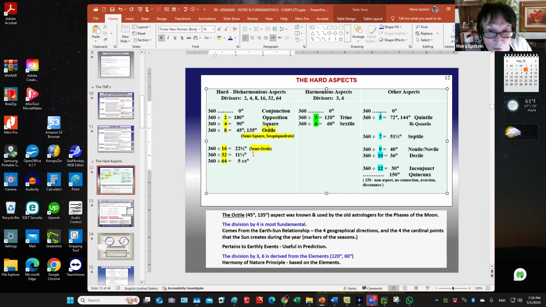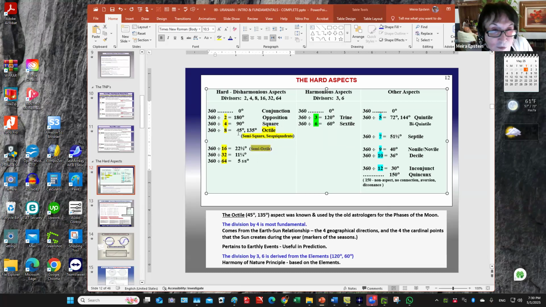I have one case to show you, at least one case. The name is semi-octile because it's half of the 45. Sometimes it's easier to use a name than actually say the numbers. So if I can have a name, octile, semi-octile, it's easier to talk about it, okay? And you're used to names, you're used to square or opposition, so these have names. The last two don't have names.